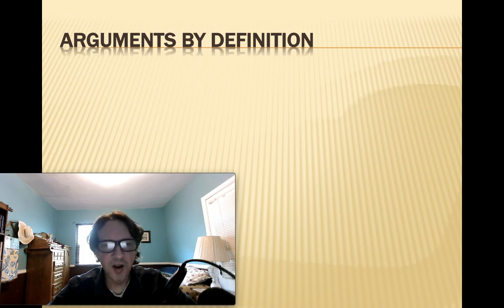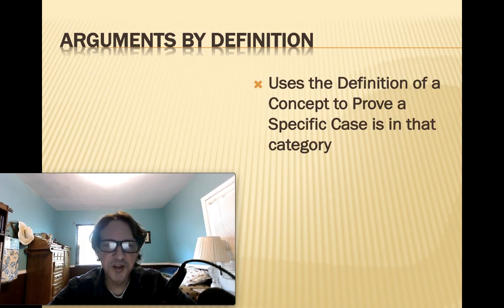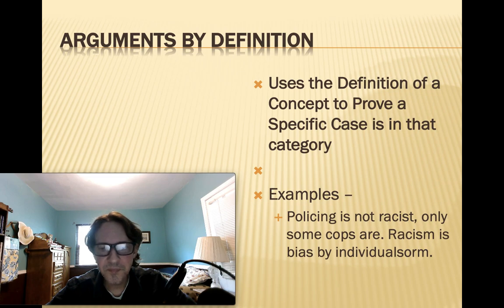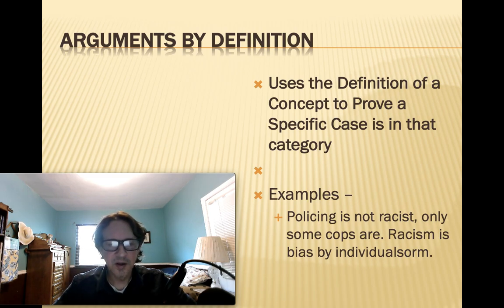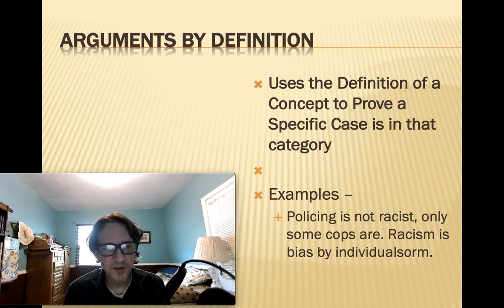The next type of data is argument by definition. This is where you use the definition to prove a case. So for instance, I'm sorry for the typo here, but example, policing is not racist, only some cops are. Racism is bias by individuals. So I'm defining racism to deny the resolution's point that policing is racist, right? I'm trying to kind of make the argument here that only some cops are racist, and racism is about individuals, so therefore you can't claim all policing is racist when only some individuals are racist.